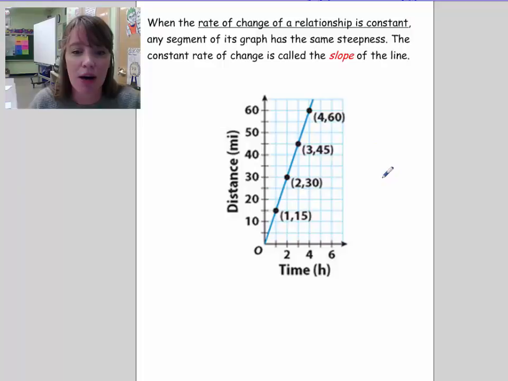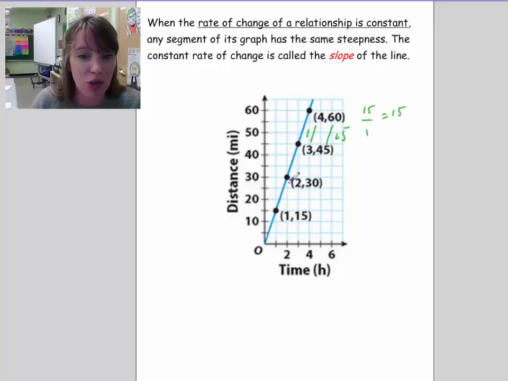We found the rate of change yesterday, and we found that between every 2 points it was the same: the y variable went up 15 and the x variable went up 1, so we had a rate of change of 15 over 1, which was 15. And we found that to be the same between any 2 of the points. So the rate of change was constant for our biker Nathan: he went 15 miles every hour that he biked.